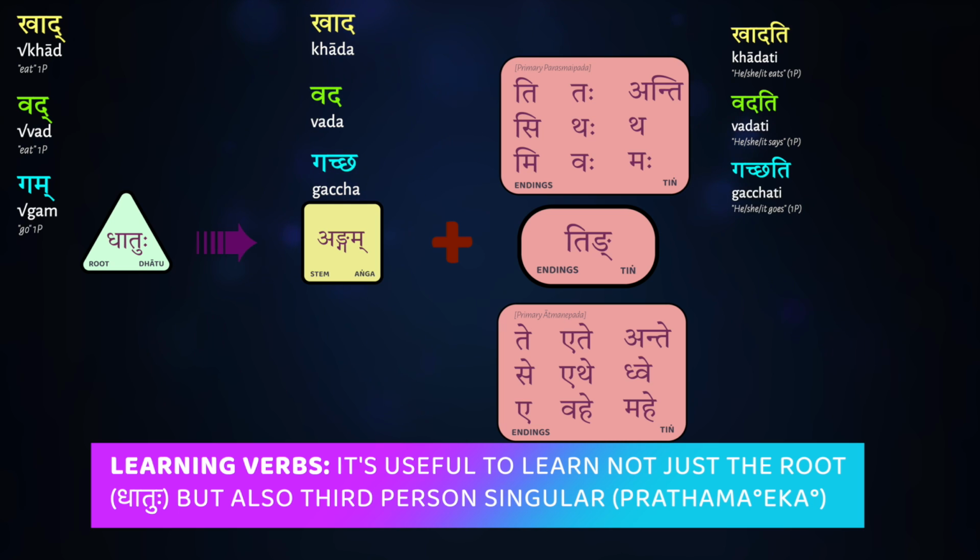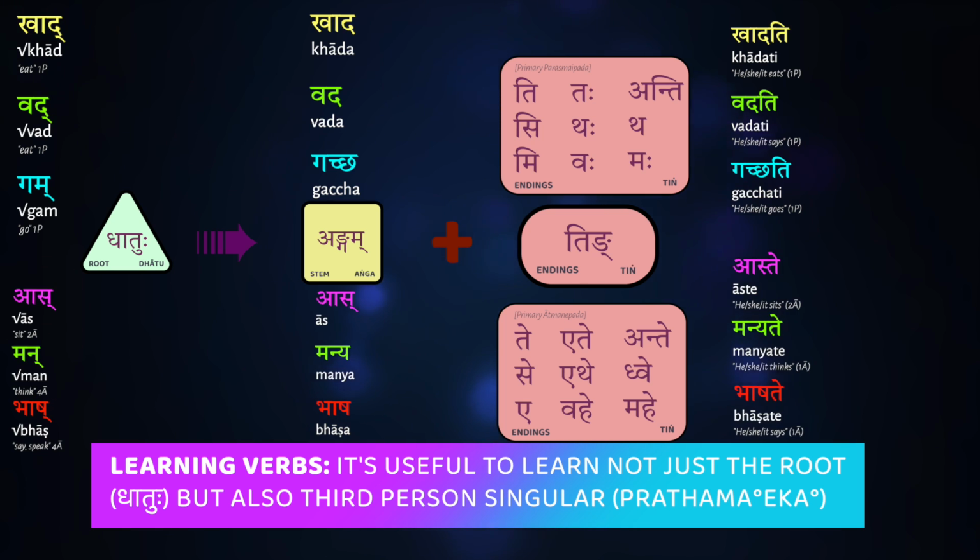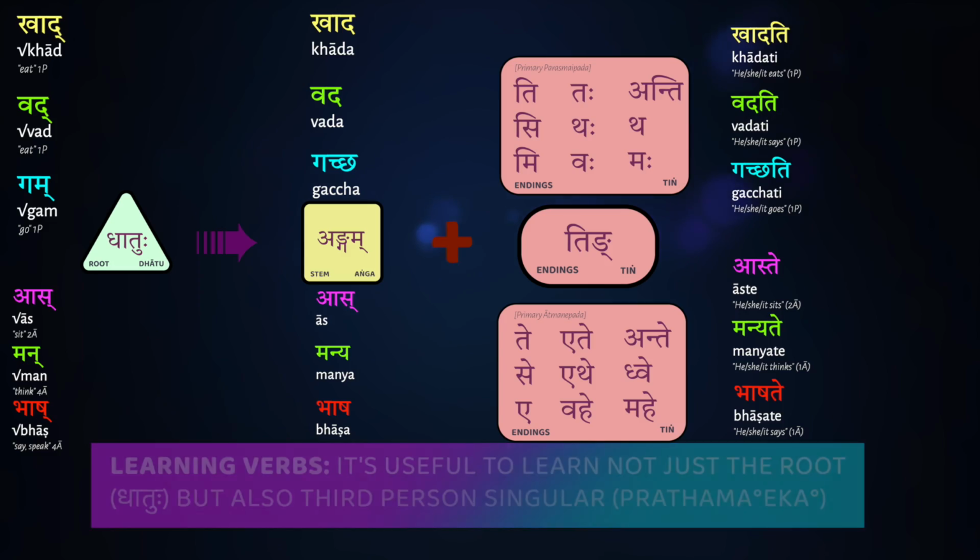These are three examples. These all have the ti ending for the third person singular that you can notice. Ātmanepada verbs are ones like Aste, which means sits, Manyate, thinks, Bhashate, speaks. These have the te ending, which is for the third person singular. Getting a sense of which endings to use for which verbs is going to take some practice.